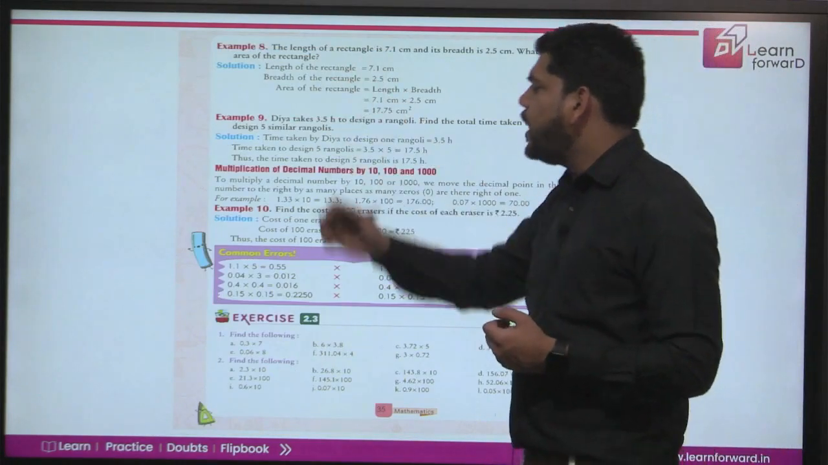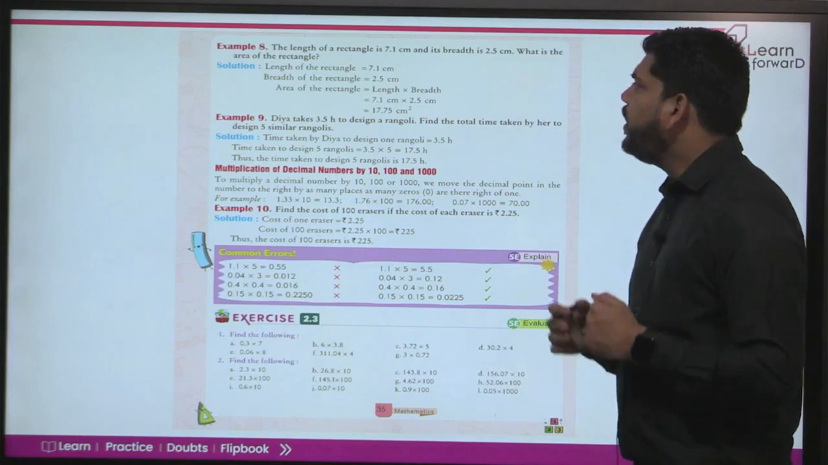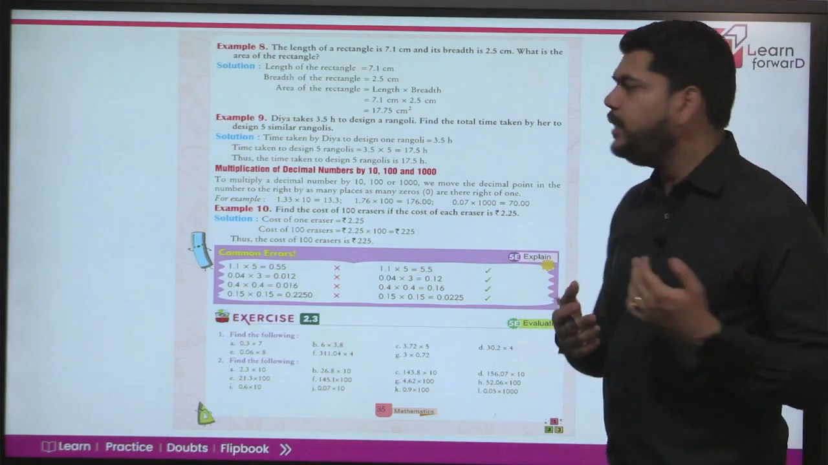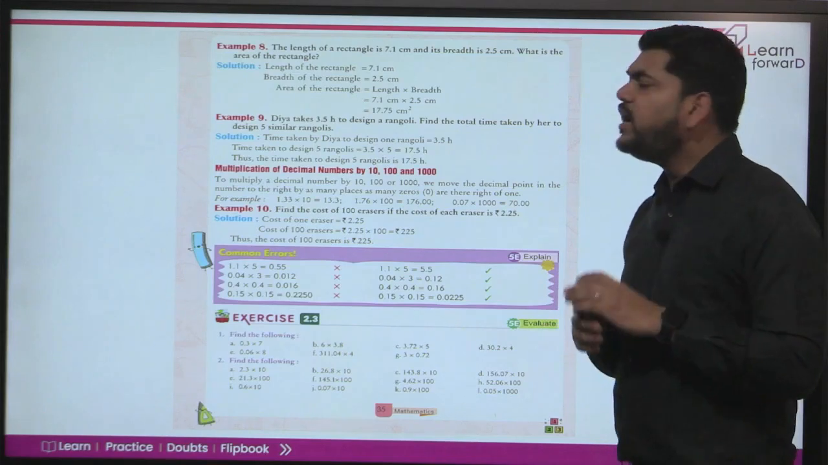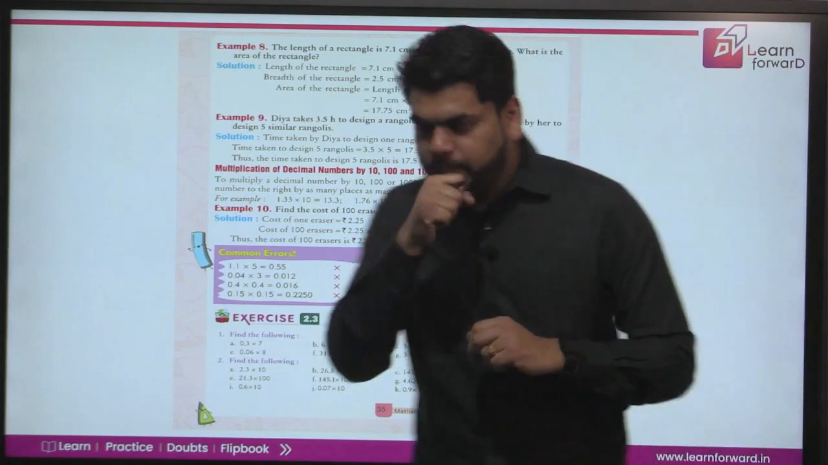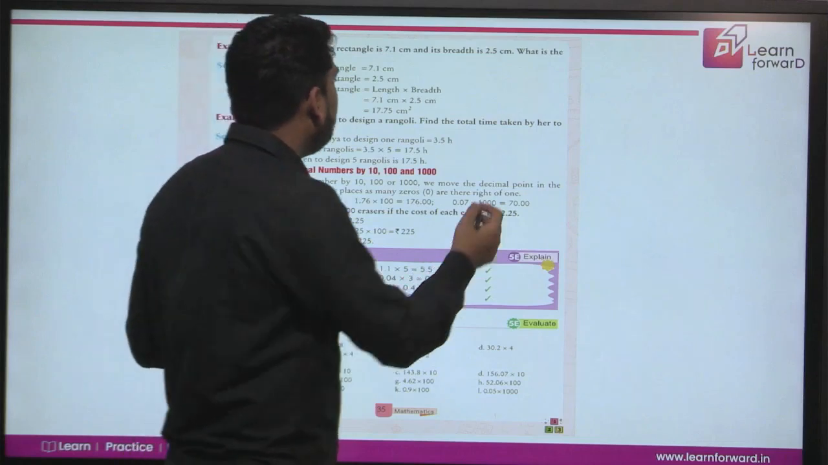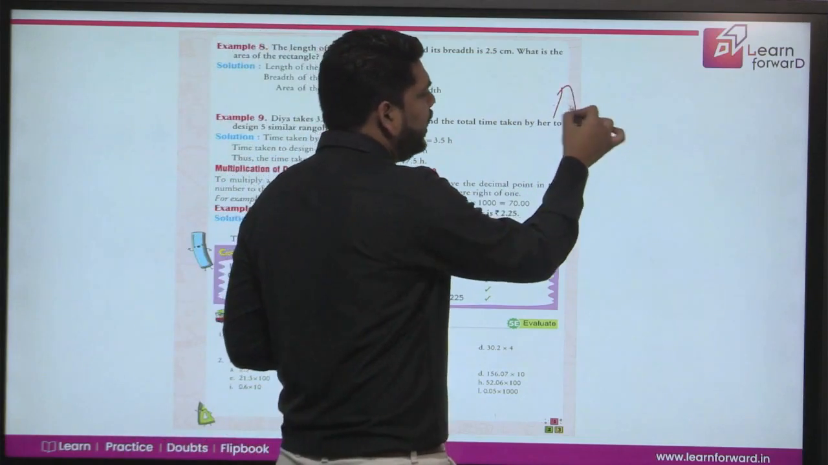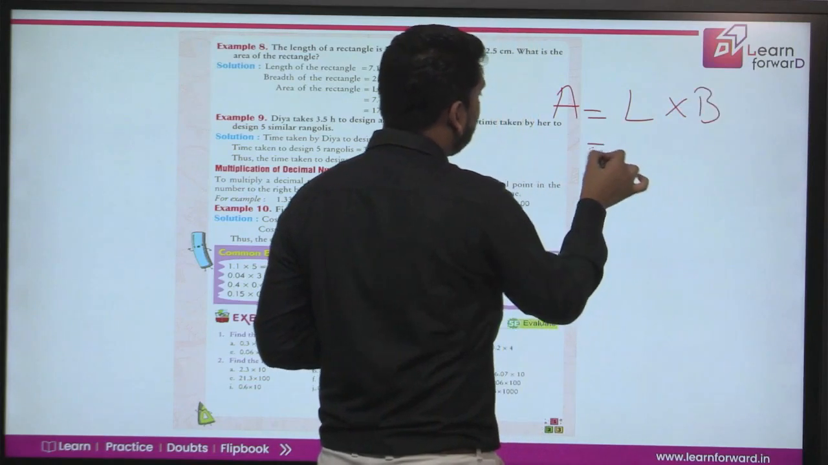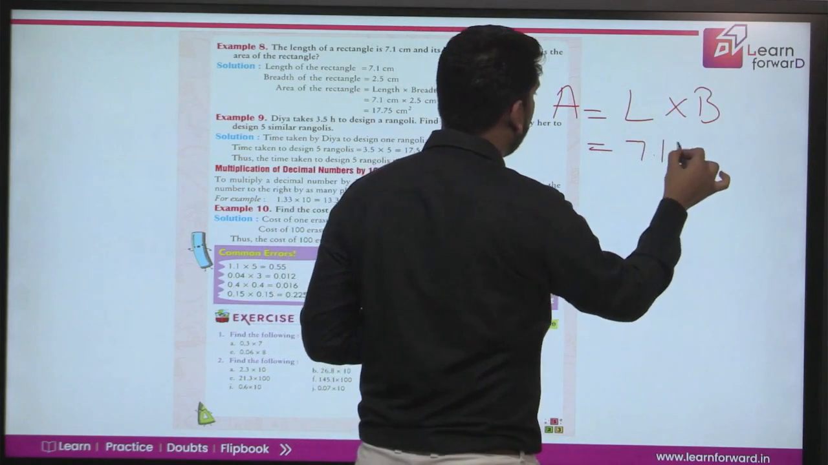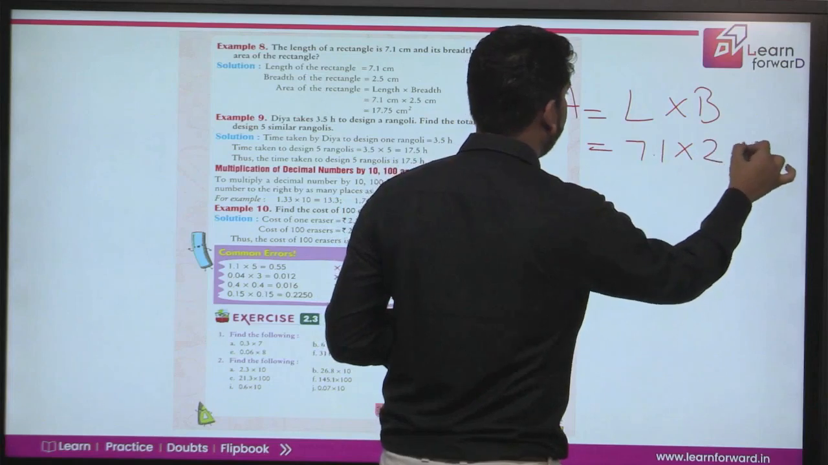Okay, example. The length of a rectangle is 7.1 centimeter and its breadth is 2.5 centimeter. What is the area of the rectangle? Now, you tell me what is the area of the rectangle? Area of a rectangle is length into breadth. So we need to multiply the length 7.1 with its breadth 2.5.